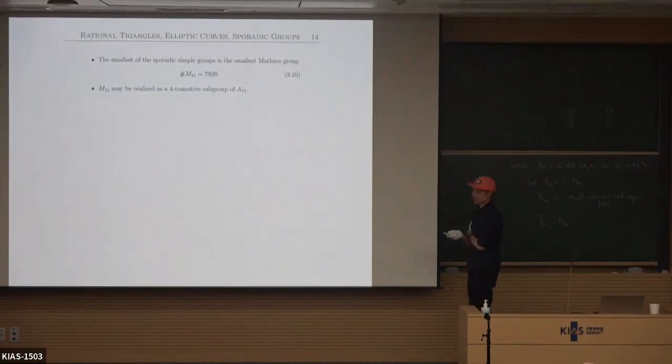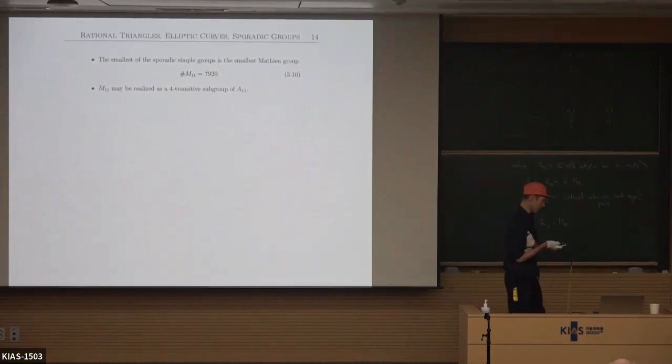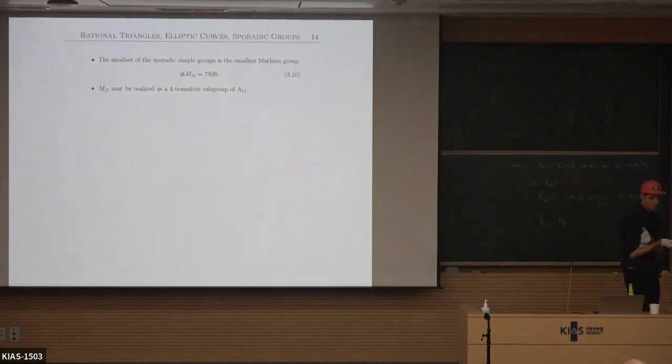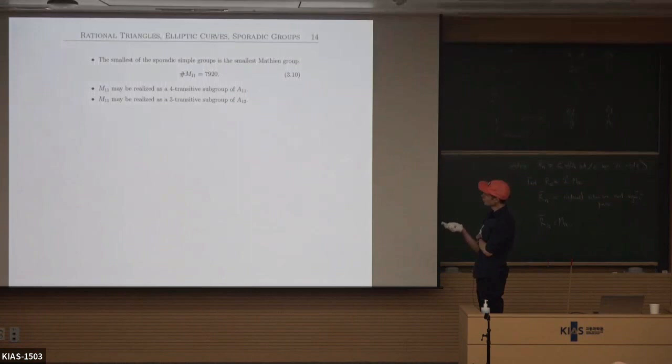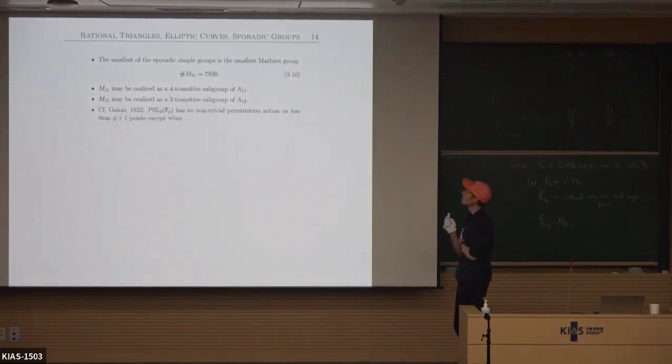Okay, so it acts transitively on 11 points. It's one of the small miracles of this sporadic group story, that this group M11 in particular also has a transitive action on 12 points. So it's almost like there's two different groups, right? Or at least two different models, really different models, for the same group. Okay.